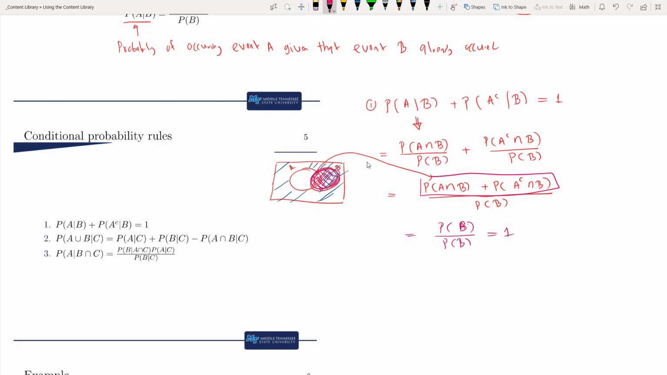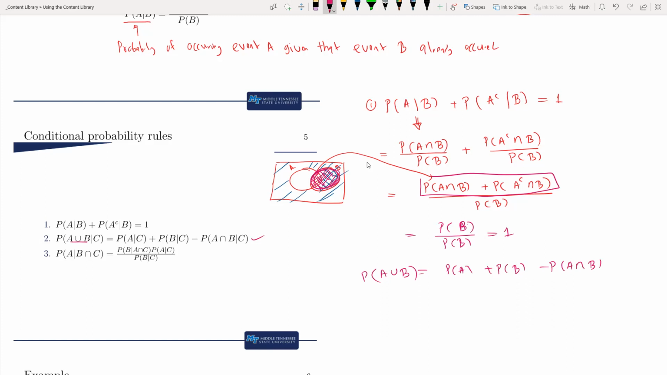And then you can use the addition rule. You know that probability of A union B is probability of A plus probability of B minus probability of A and B. But in this case, you have a condition given, so you can use that rule and get this one.